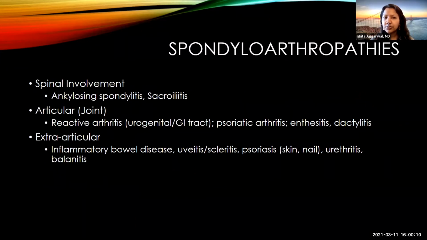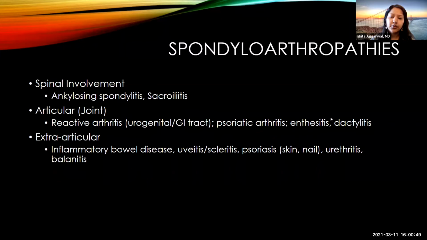I will now move on to talk a little bit about a different category of inflammatory arthritis called spondyloarthritis. And this involves a few different conditions. So with spinal involvement, you can have something called ankylosing spondylitis. This can involve the vertebrae, or it can involve the sacroiliac joint, leading to something called sacroiliitis. You may also have peripheral joint involvement, and you will see this in reactive arthritis, psoriatic arthritis.